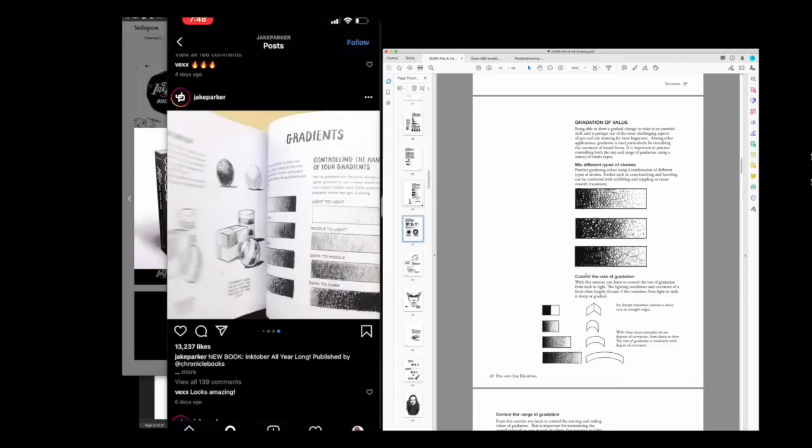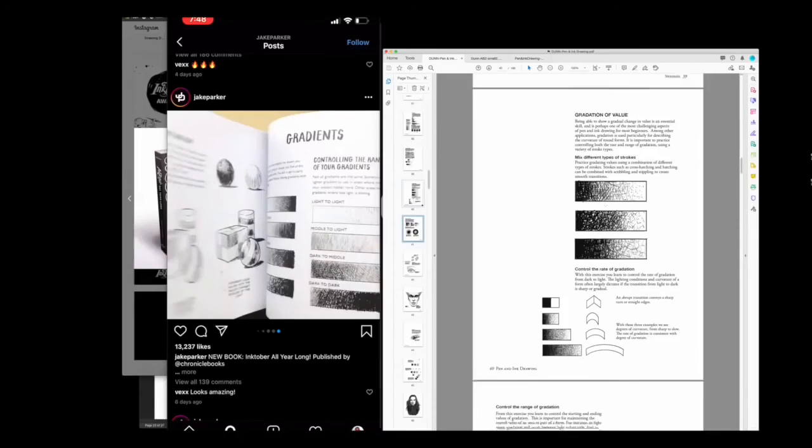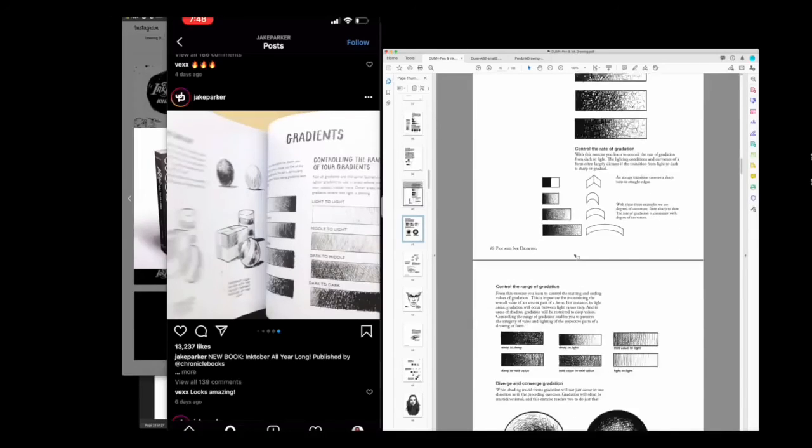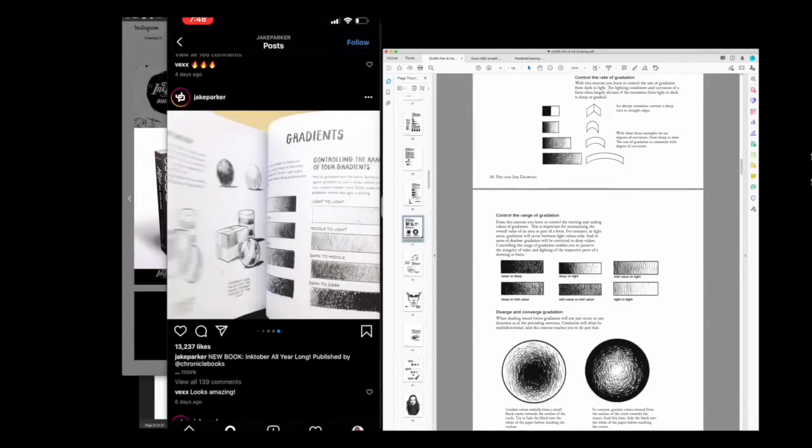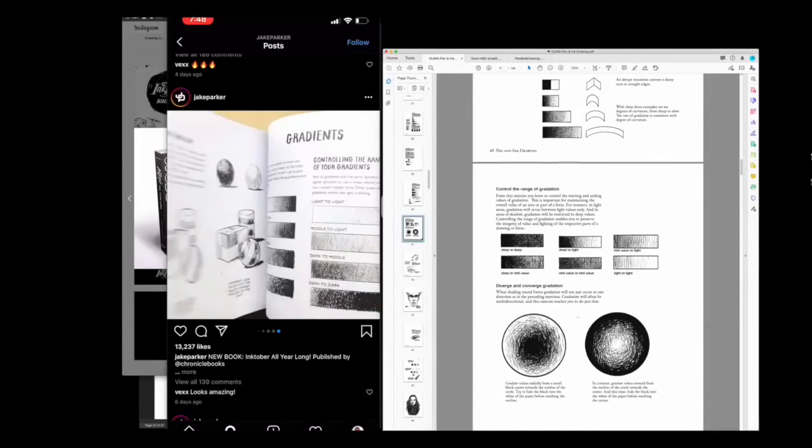So here I'm separating the different types of gradation. Range of gradation, rate of gradation, range of gradation, and direction of gradation. And he just copied it, boom, dropped right in his book.